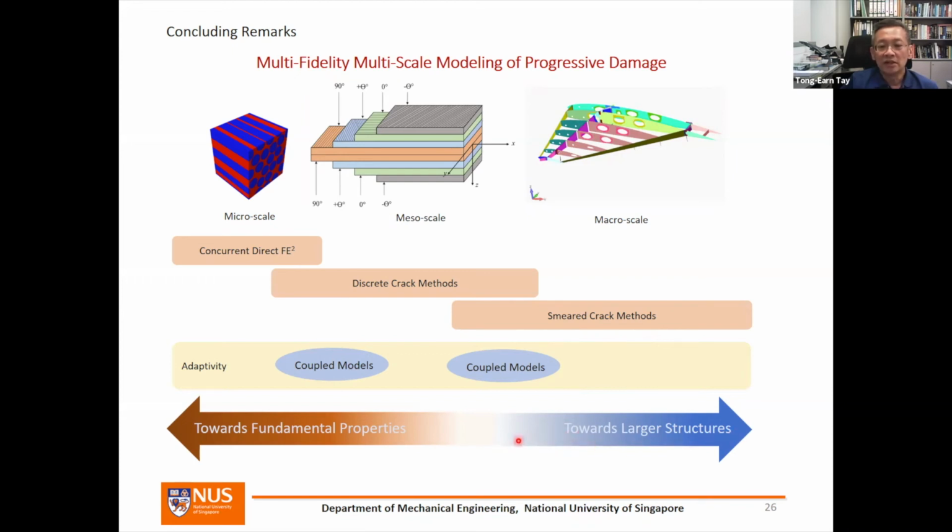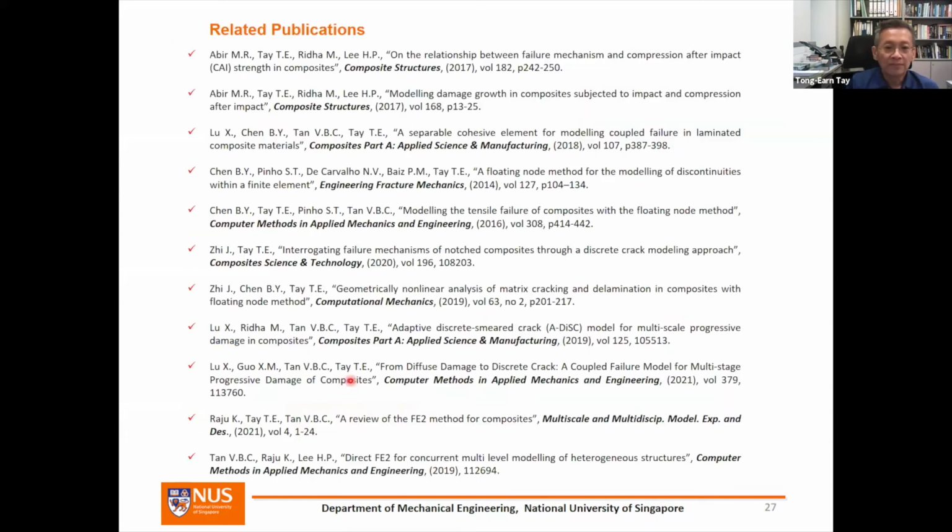That is the future trend. We hope that we are able to model progressive larger structures with a greater fidelity to the physics. And then also, if we can get more fundamental properties from the lower scale, from fiber properties and matrix properties, then we can perhaps be able to model failure at the larger scales with these more fundamental properties. So I like to end my presentation with some publications here, which I have listed for your information.